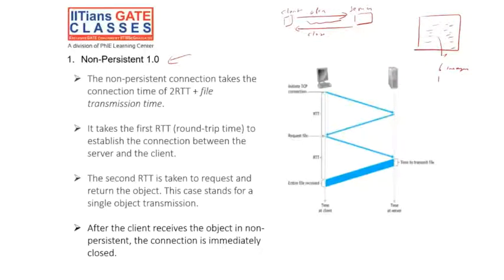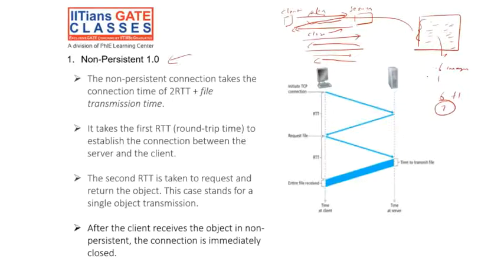Now how many connections in non-persistent? First the connection will be opened, then the basic web page is received from the server by the client. Then the connection is closed. Again the connection is opened. Now 6 image files are there. One image file means one object. Then the connection is closed, then opened again for another image file, then closed. So 6 plus 1, that is 7 TCP connections in non-persistent.